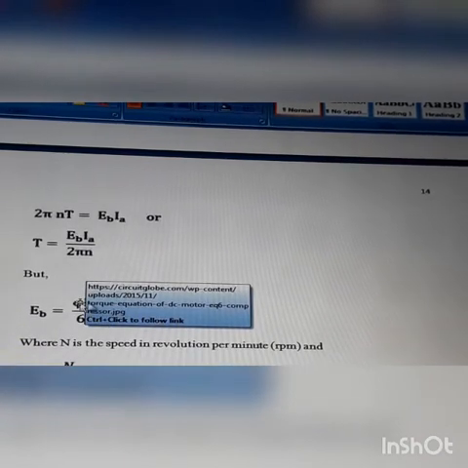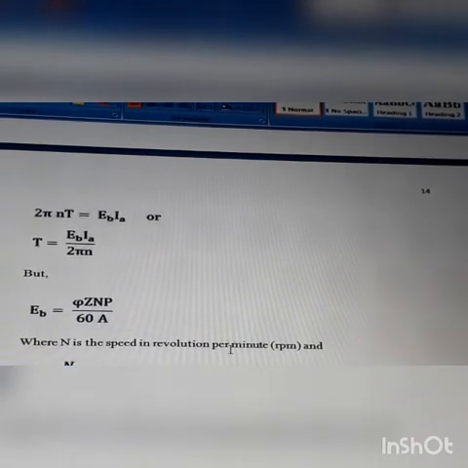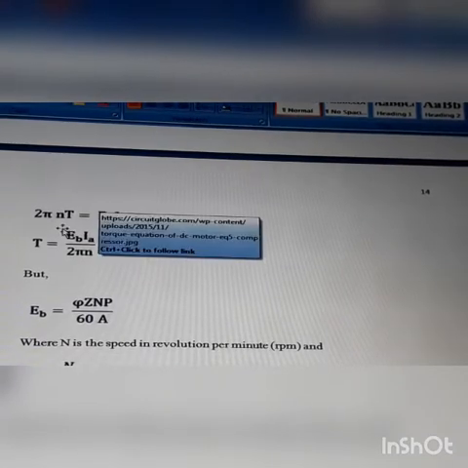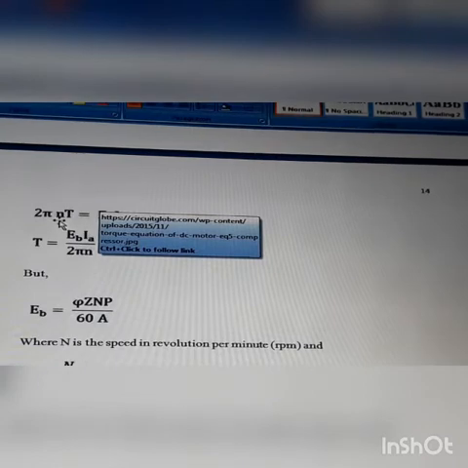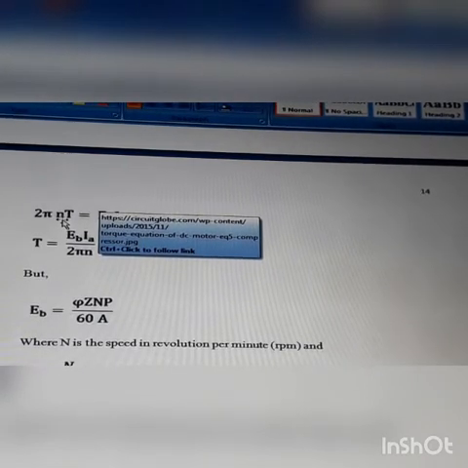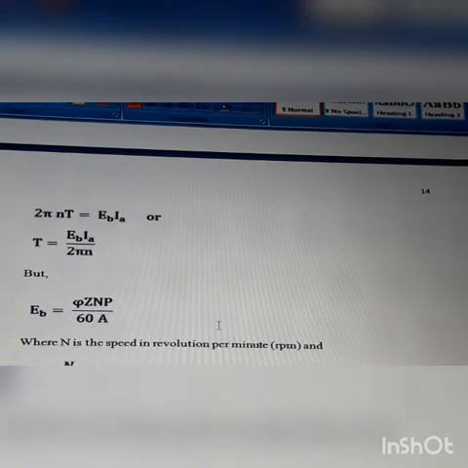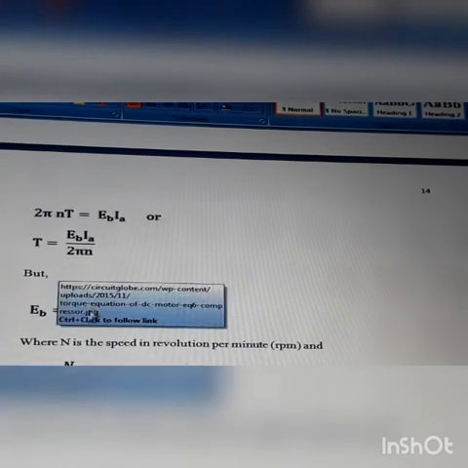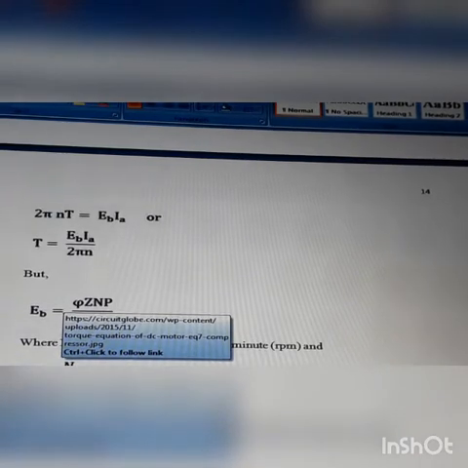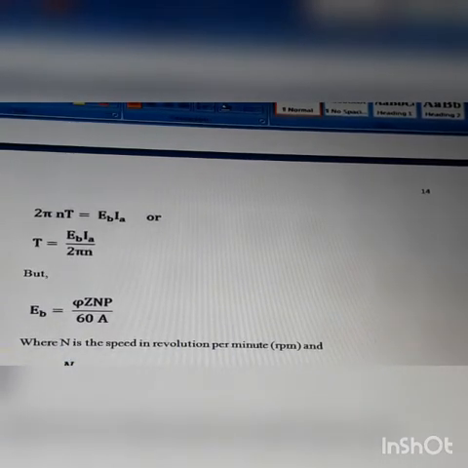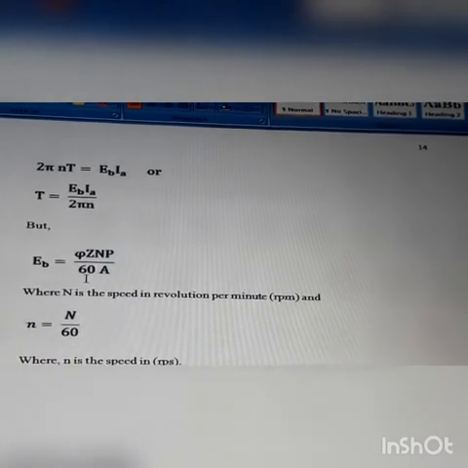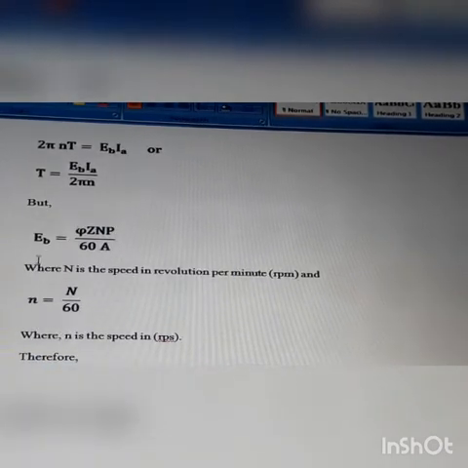Over here, N is the speed in RPM, while in the above equation small n is also speed, but in RPS, rotations per second. Capital N is RPM, so we have to replace RPM by RPS. We replace N by 60 equals small n, where n is speed in RPS. So N/60 is replaced by small n, and EB becomes ZφnP upon A.